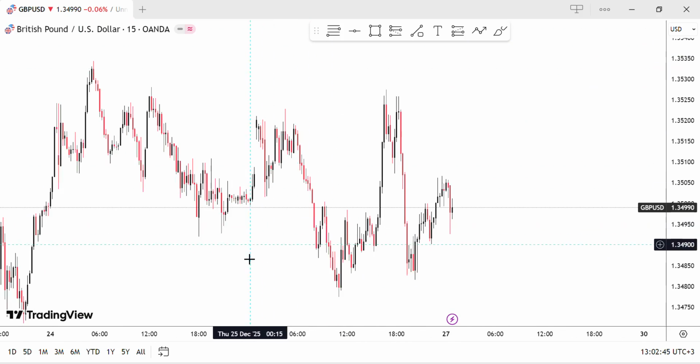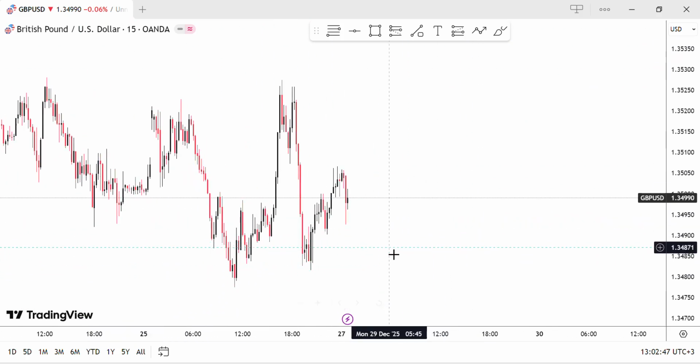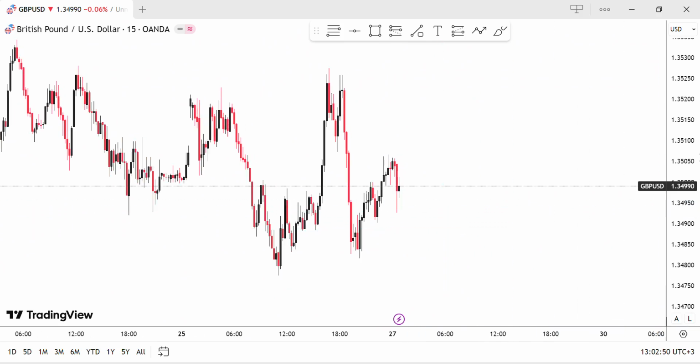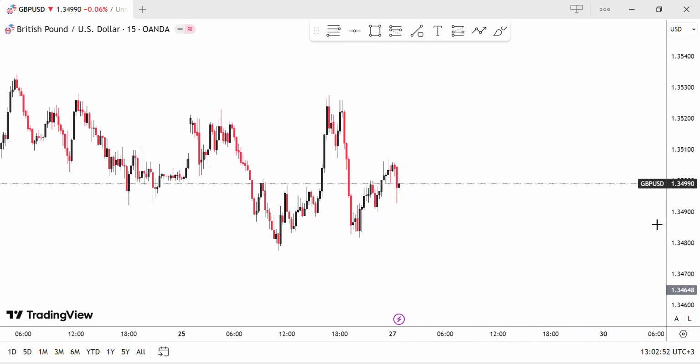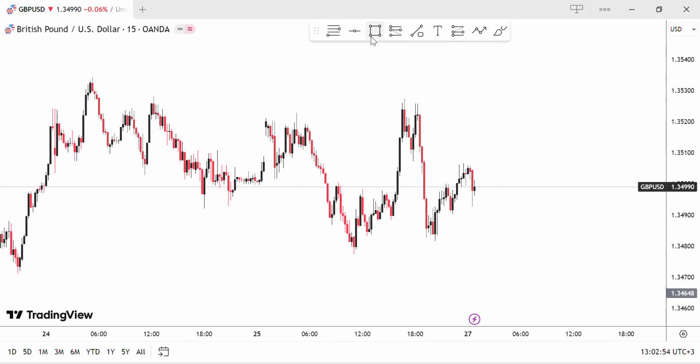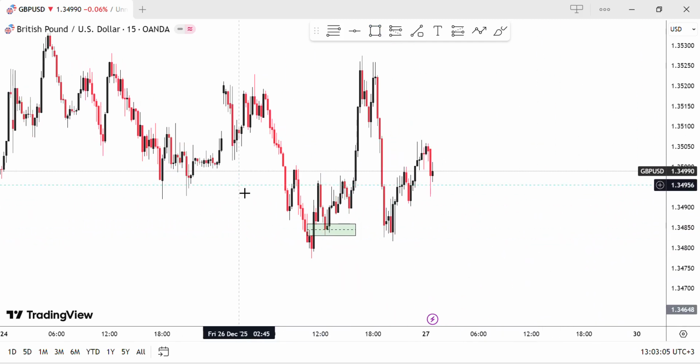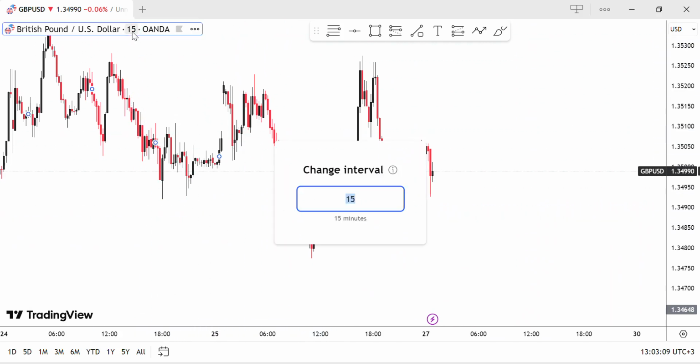This is GBP USD, not 5 but 15 minutes. This is for scalpers, but it works across different time frames. It's the same concept. So we have this fair value gap here, and we have this fair value gap here. When you look at this fair value gap, we are using 15 minutes, so we are moving to 1 minute for confirmation.